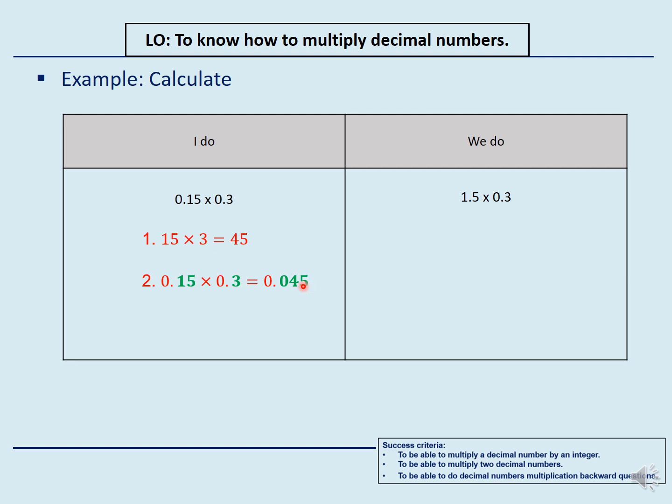So that's why I go 1, 2, I need one more digit, that's why I'm adding a 0, then put the decimal point. As you can see, I have 3 decimal places in here, and I have 3 decimal places in total in the question. Now pause the video and have a go with the video question.